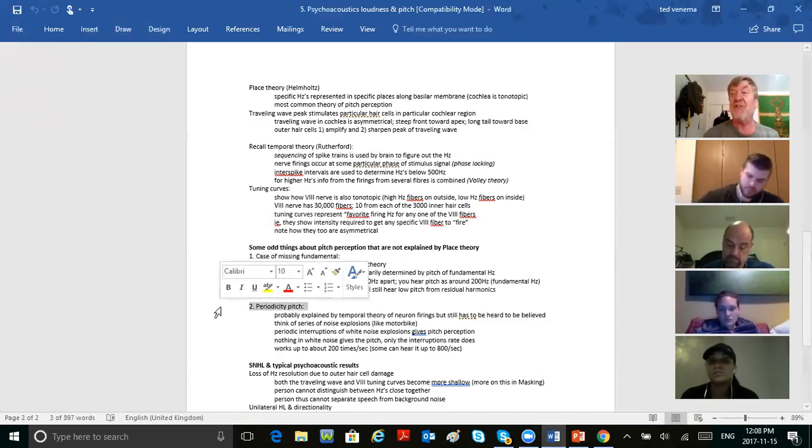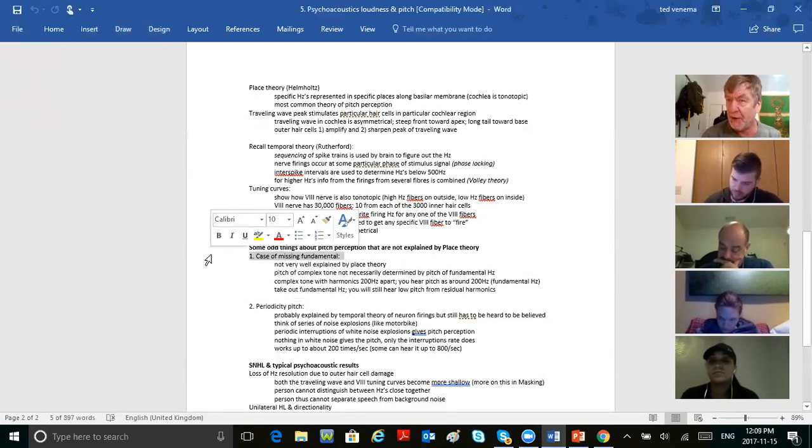Periodicity pitch is the firing, the revving of a motorbike. The case of the missing fundamental says, isn't it weird? Even if I remove the fundamental frequency, I still hear the same overall pitch. How come? Because the harmonics are placed equally apart, and it's that nerve firing 200 times a second or whatever. That's going to give me what the pitch was.